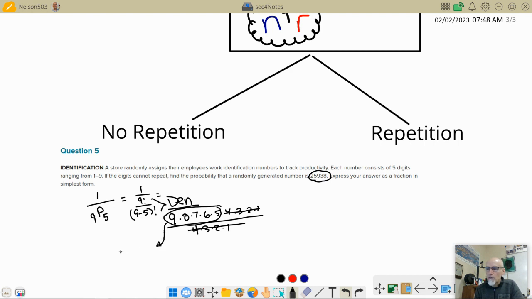Let me finally write my answer right down here. A 1 is in the numerator. All of those guys are down in the denominator: 9, 8, 7, 6, 5. Do it on Desmos. See what you get.